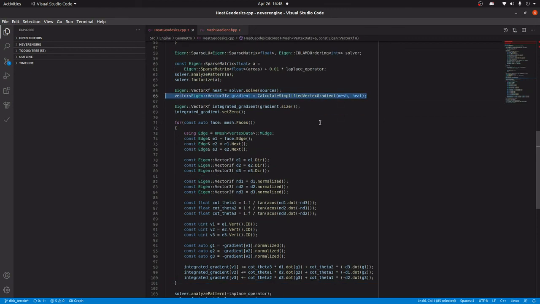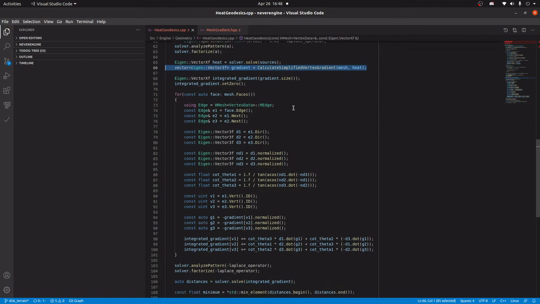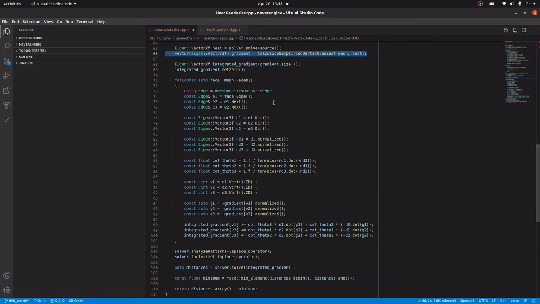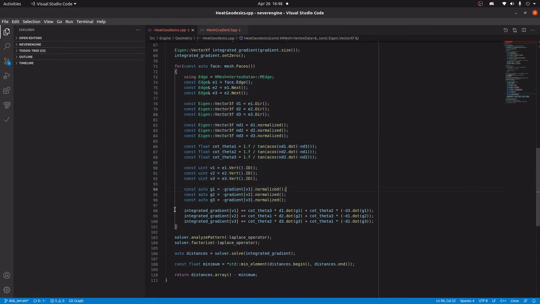After we get the gradient, what we want is to integrate the divergence of the gradient on the surface of the mesh, because that's what actually gives us the geodesic length. Now that may sound a little bit complicated. It's not that hard. If you see here, all of this is just grabbing values left and right of what we actually have to calculate. The actual calculation is just here, where we're just adding.